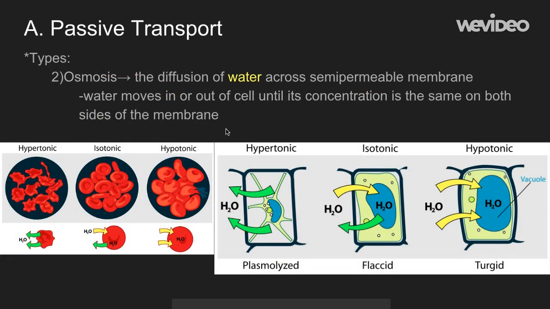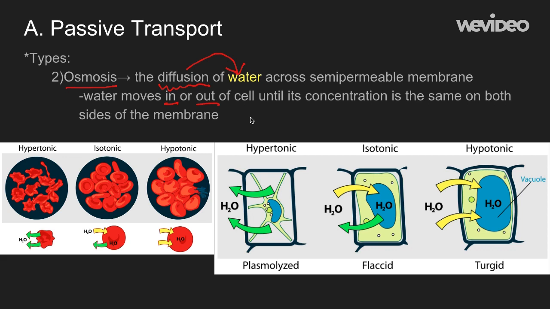The second type of passive transport is osmosis. Osmosis is a special type of diffusion. It's the diffusion of water across a semipermeable membrane, most of the time that being our plasma membrane. So essentially it's water moving in and out of the cell based on the concentration.